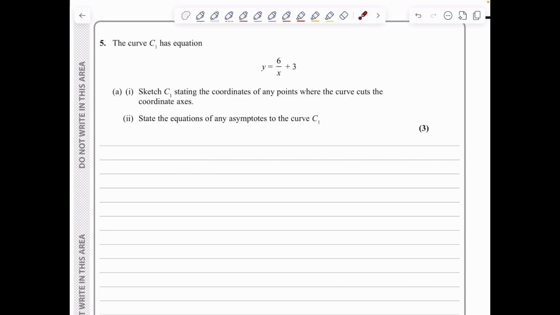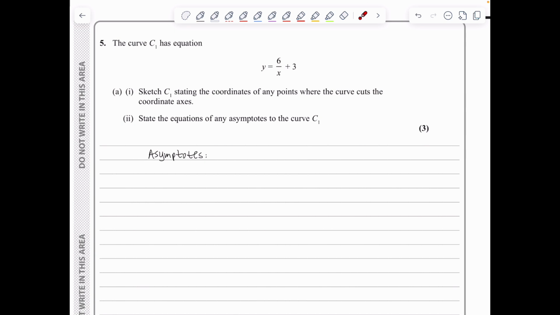In question 5, we've got the curve C1 with equation y = 6/x + 3, and we are asked to sketch the curve, stating the coordinates of any points where we cut the axis, as well as stating the equations of any asymptotes to the curve. Let me start with the asymptotes. We know that we're looking at a reciprocal curve because x appears in the denominator, and obviously we've got a vertical and a horizontal asymptote.